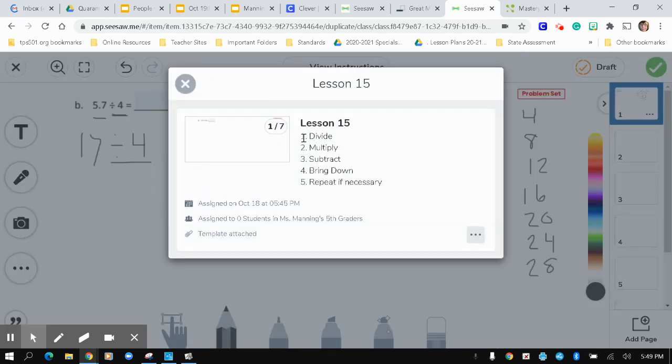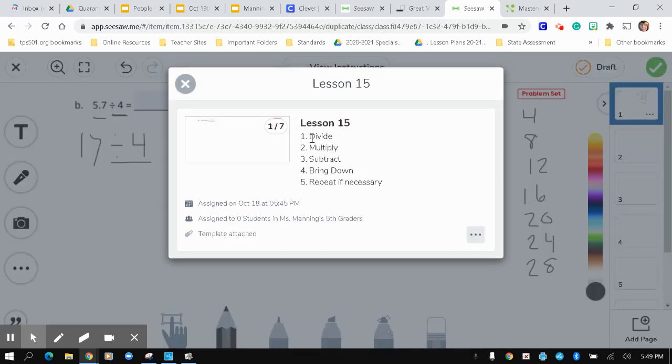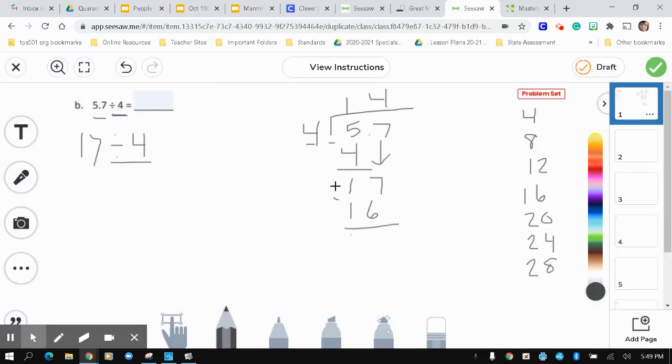So we just did divide. Now we're going to move on to mom, which is multiply. So we're going to multiply our partial quotient, so part of our answer, times our divisor here. 4 times 4 is 16. And now we're going to subtract, which is our next step. And then after we subtract, we bring down. So subtracting 17 minus 16 is 1.